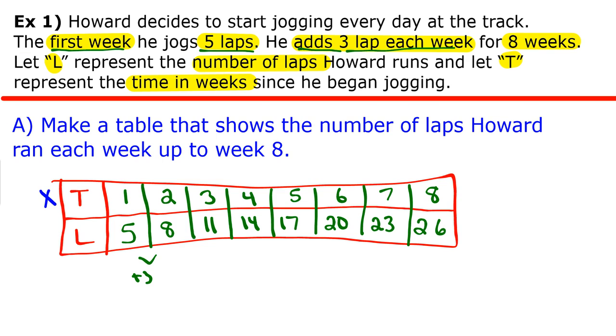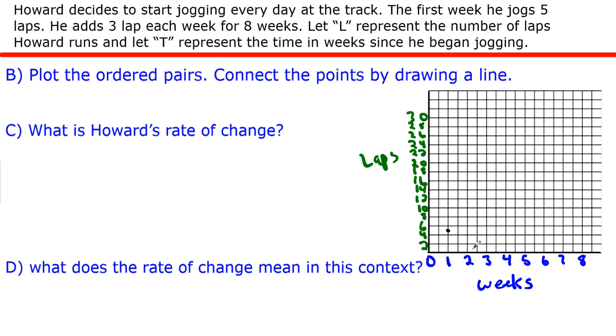Second week, and I got to go back, we had, what was it, 8? And then we're going up 3 by then. So then 3rd week, we had 11. Then 4th week, we had 14. Then 5th week, we had 17. Then 6th week, we had 20. Then 23. And then 26. Then we can now draw a line by connecting the points.